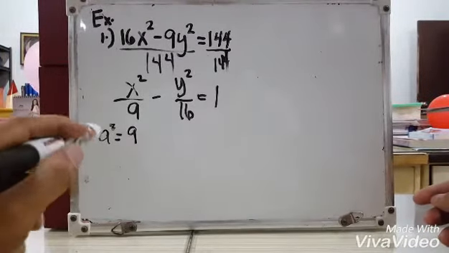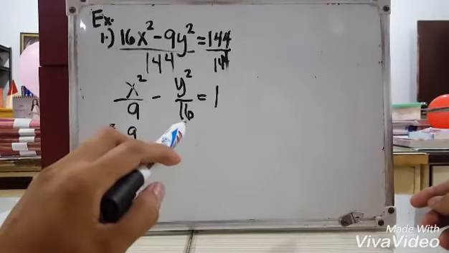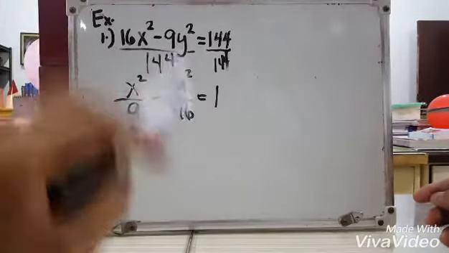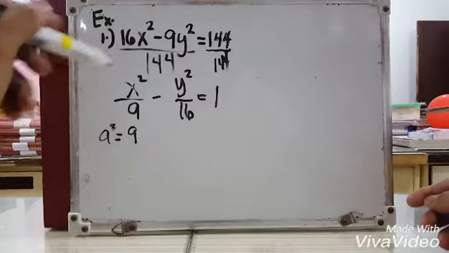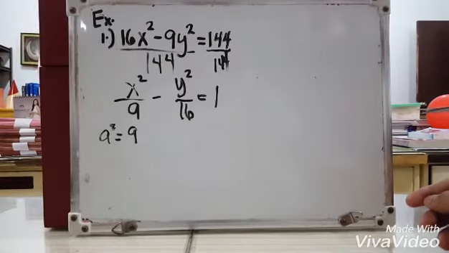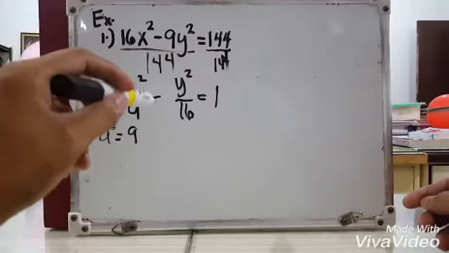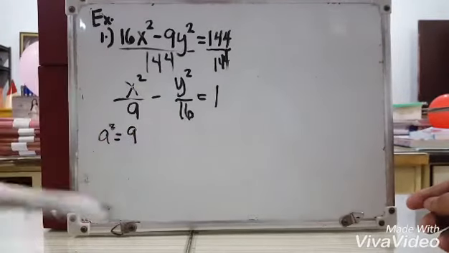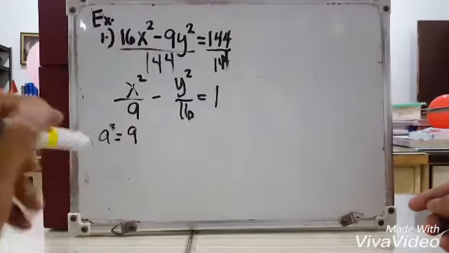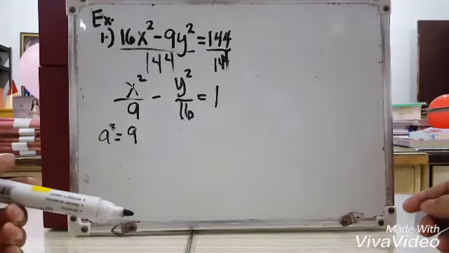Again, you might wonder, class, that a squared is 9, which is smaller than 16. That idea is applicable only for ellipse. For a hyperbola, class, the denominator of the positive term will always be a squared. Therefore, the negative term will be our b squared. So there is no comparison between a squared and b squared.